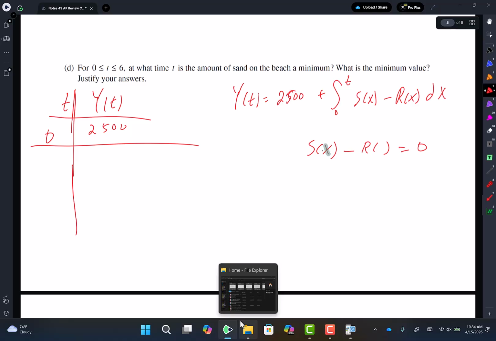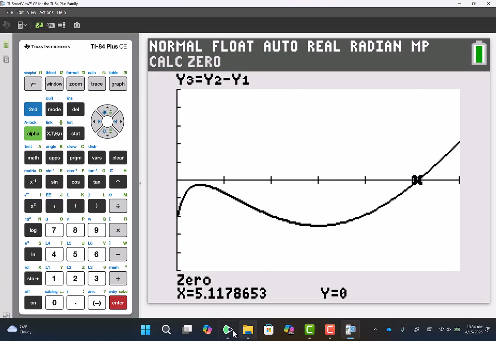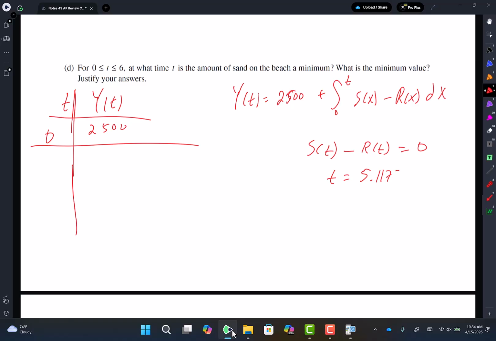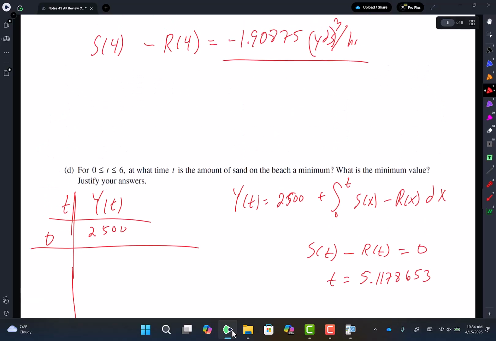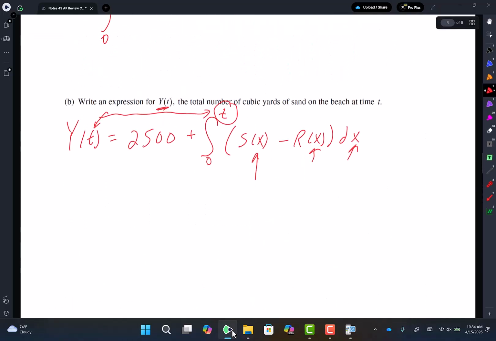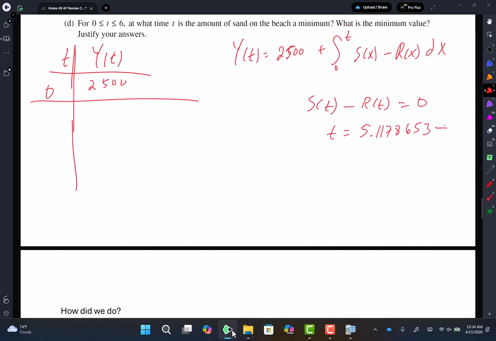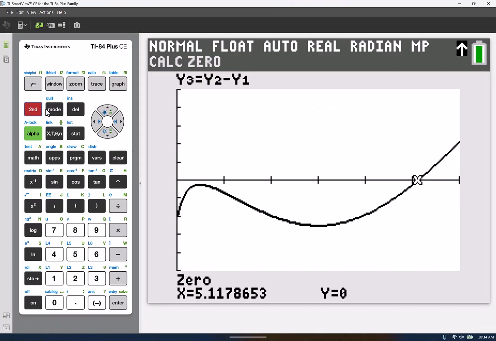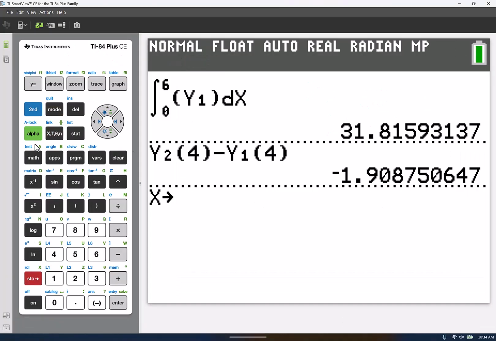I'm going to go t equals 5 point, and I already forgot it. Yeah, as many digits as you can. 5.1178653. And I'm going to store this. Did I already use the letter A anywhere? Okay, I'm going to store it to letter A as long as you're not using it. So I put a little arrow, I put an A. So then I can just go A right here. And here it is. I'm just going to find out what that is. So I'm going to go, let me see, second quit, X store alpha A.